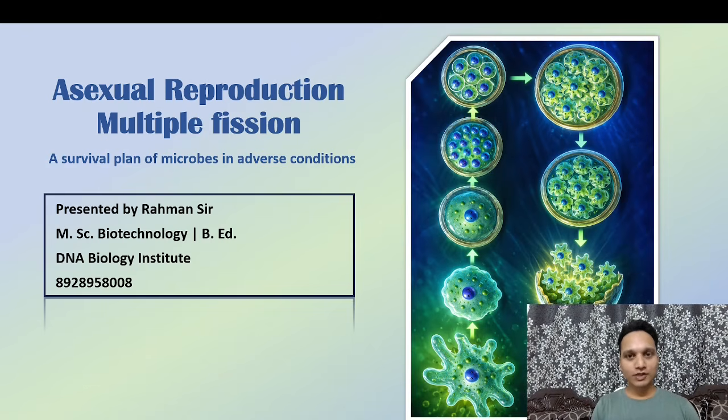In today's video lecture, we are going to continue with the topic of asexual reproduction. In the previous lecture, we had discussed the binary fission type of asexual reproduction. In today's video lecture, we are going to discuss asexual reproduction, multiple fission.